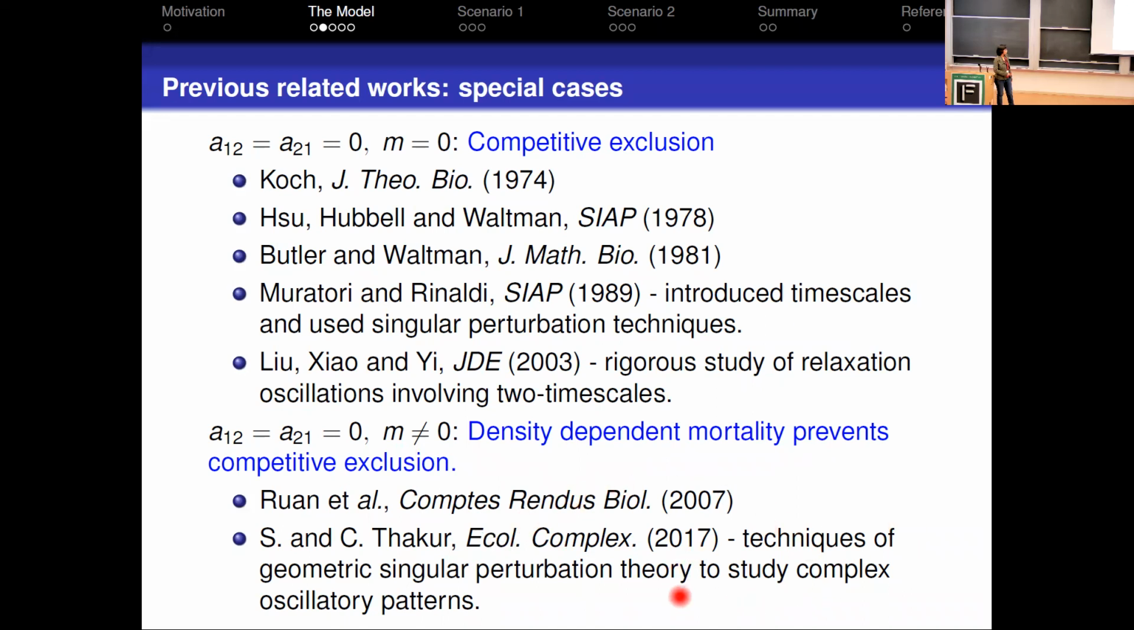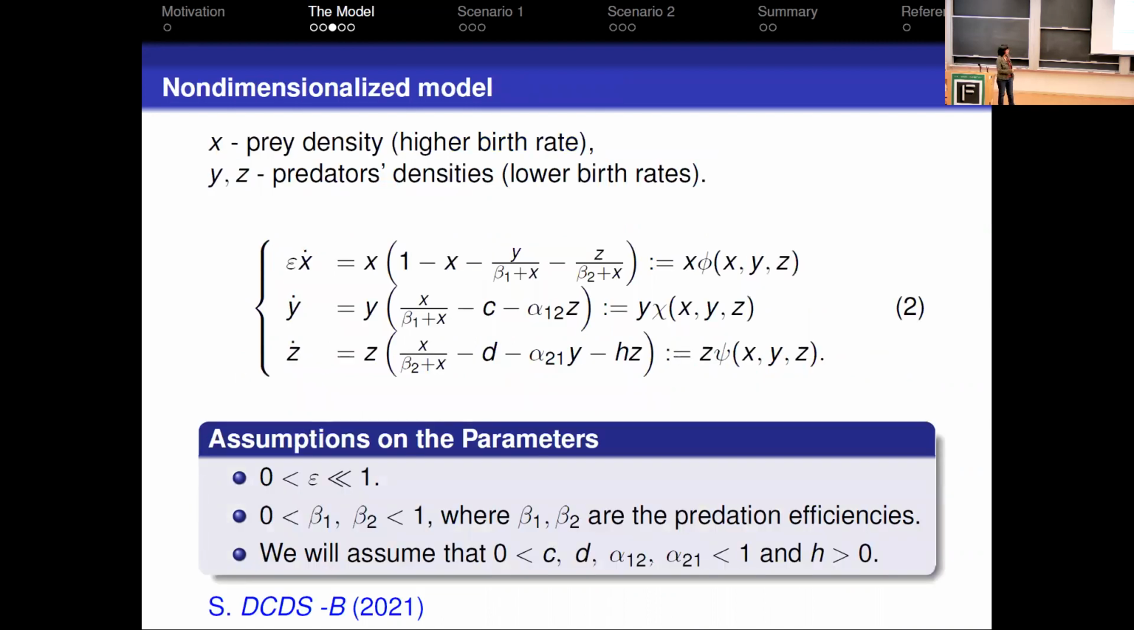We further extended this model by taking timescale separation into account, and then used methods from geometric singular perturbation theory to study complex oscillatory patterns that could arise in this scenario. So again, going back to the model, we non-dimensionalize our system and look at our non-dimensionalized model given by system 2 over here. So we have this epsilon, which measures the ratio of the growth rate of the predator to the prey. And we are assuming that our prey reproduces at a much faster rate than its predators, which is going to make epsilon a number much smaller than 1. So this is our singular parameter, and that brings timescale separation into our model.